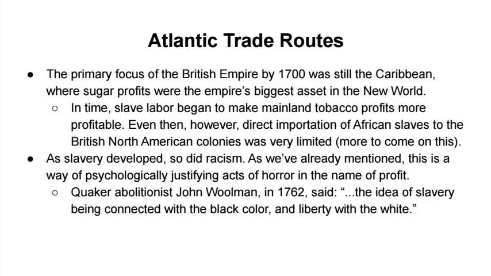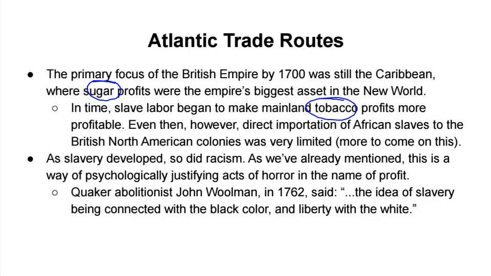The primary focus of the British Empire by 1700 was still the Caribbean, because sugar profits were the empire's biggest asset. This is how they made the overwhelming majority of the raw good profits from the New World. In time, though, slave labor, especially after John Rolfe brings tobacco to Jamestown, and the Chesapeake region starts to make a lot of money in the tobacco industry, that becomes more profitable. So what is today the southern United States starts to develop further using slave labor.